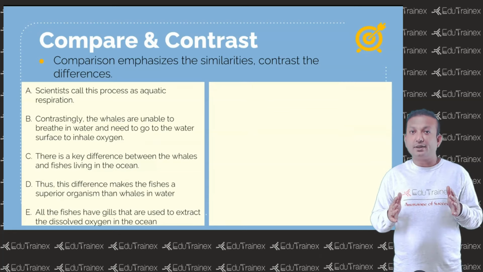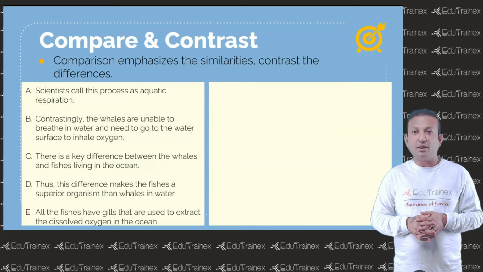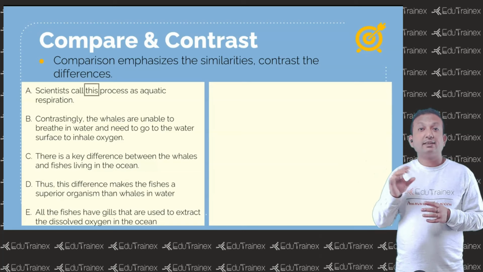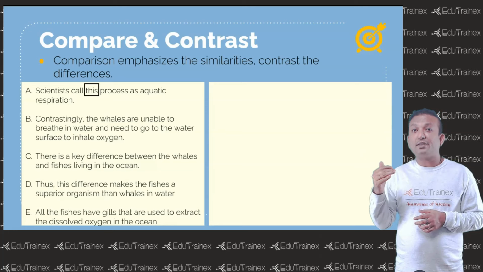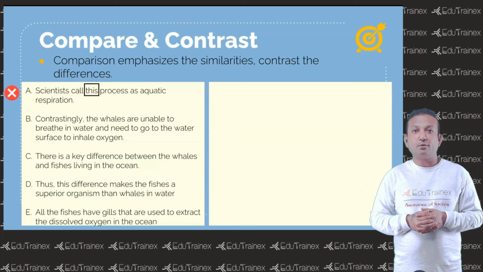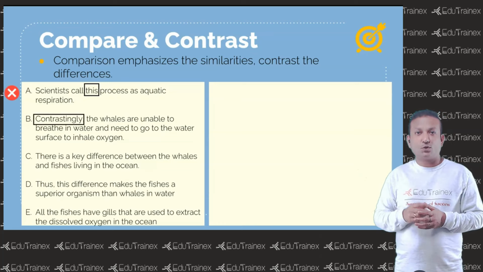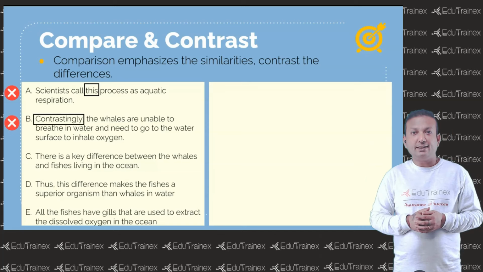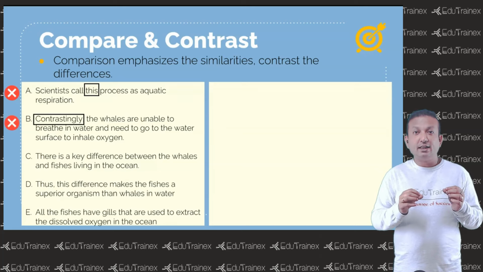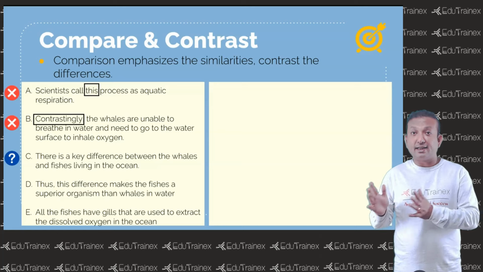Again, let's cross out the sentences that can't be independent. Let's look at the options one by one. Option A says, scientists call this process. This is a pronoun referring to something we don't know yet. So definitely not independent. Crossing it out. Option B starts with a transition word, contrastingly. So again not independent. Option C says, there is a key difference between whales and fishes living in the ocean. Definitely sounds independent. Let's keep it aside.